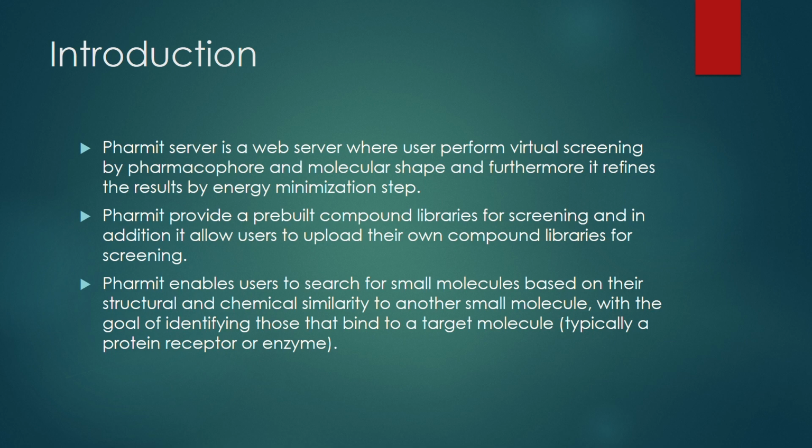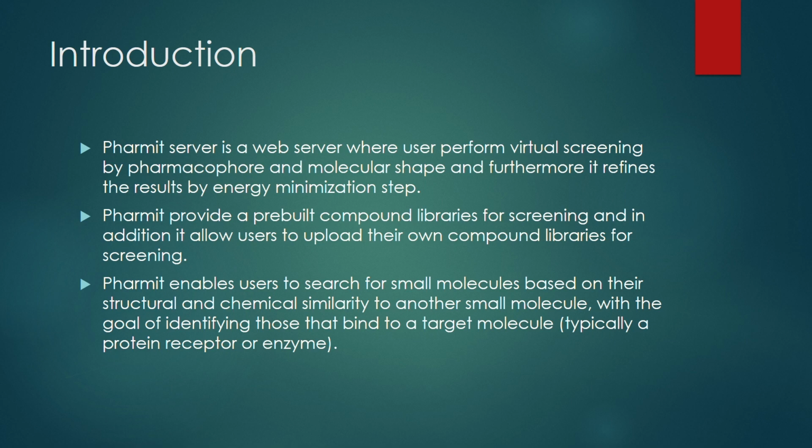Pharmit provides pre-built compound libraries for screening, and in addition it allows users to upload their own compound libraries for screening. Pharmit provides two ways by which users can screen the database: by uploading their own compound libraries and by using the pre-built compound libraries that are already available in the Pharmit server.